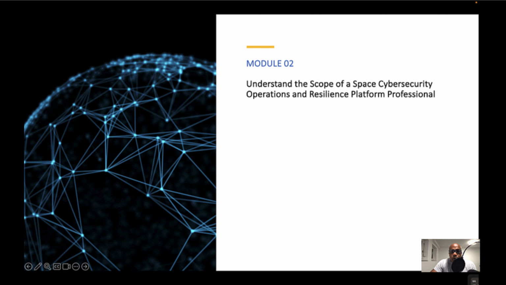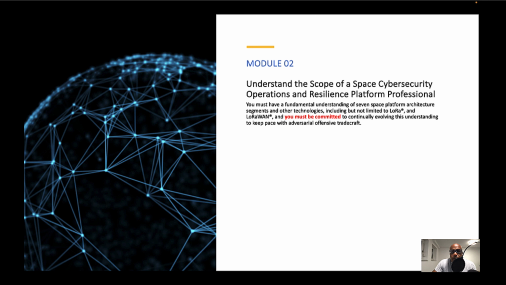Welcome to Module 2. Understand the scope of a space cybersecurity operations and resilience platform professional. You must have a fundamental understanding of 7 space platform architecture segments and other technologies, including but not limited to LoRa and LoRaWAN. And you must be committed to continually evolving this understanding to keep pace with adversarial offensive tradecraft.